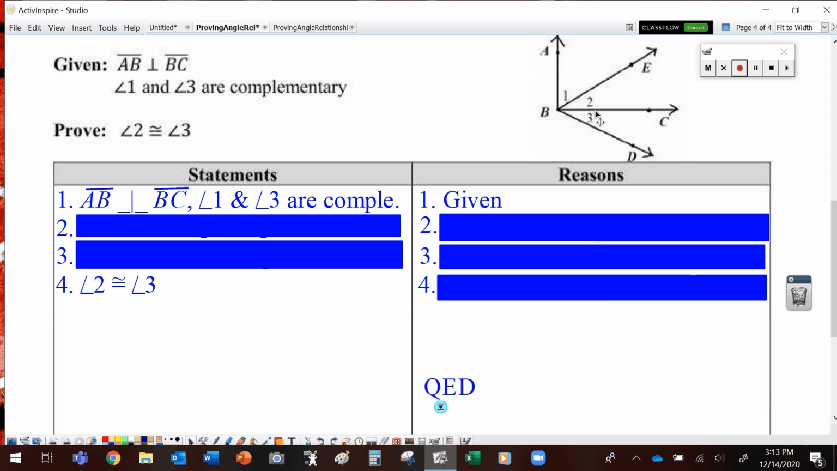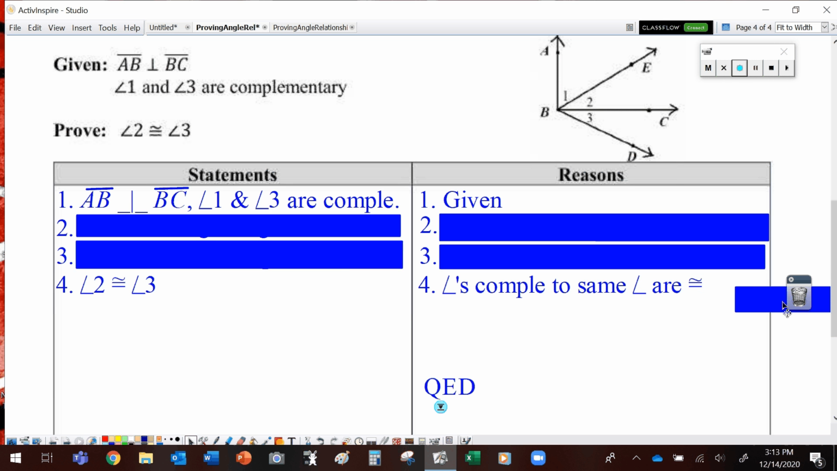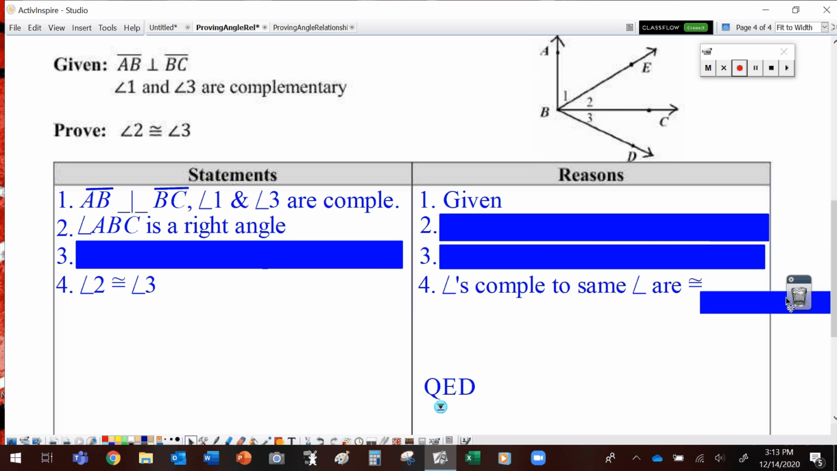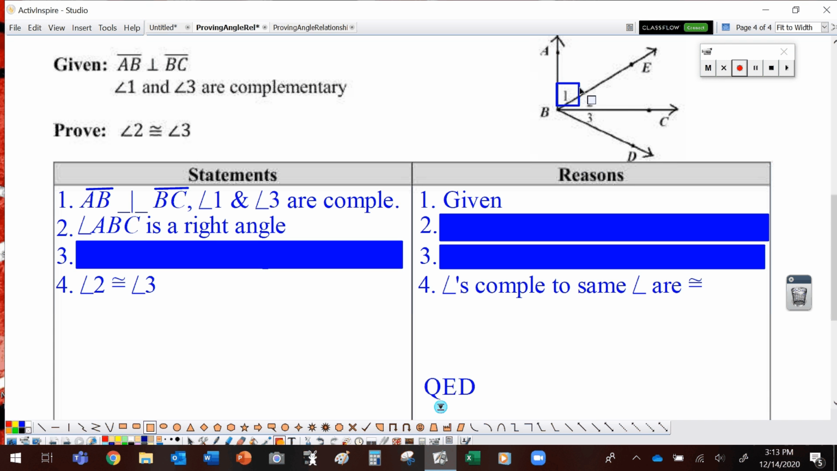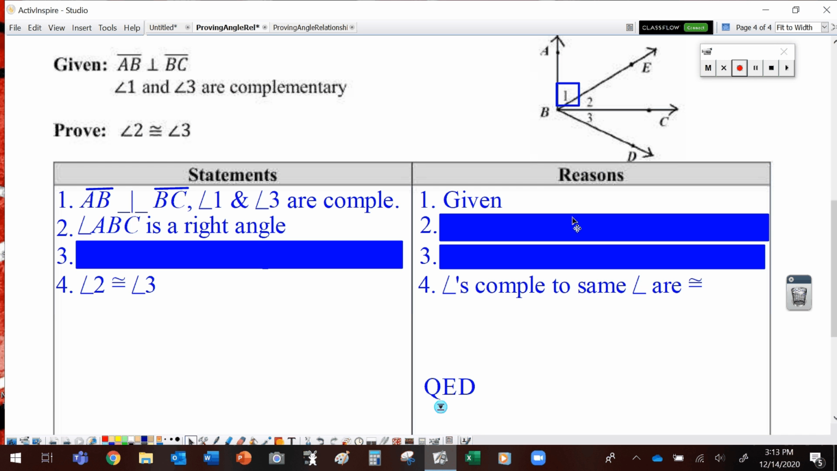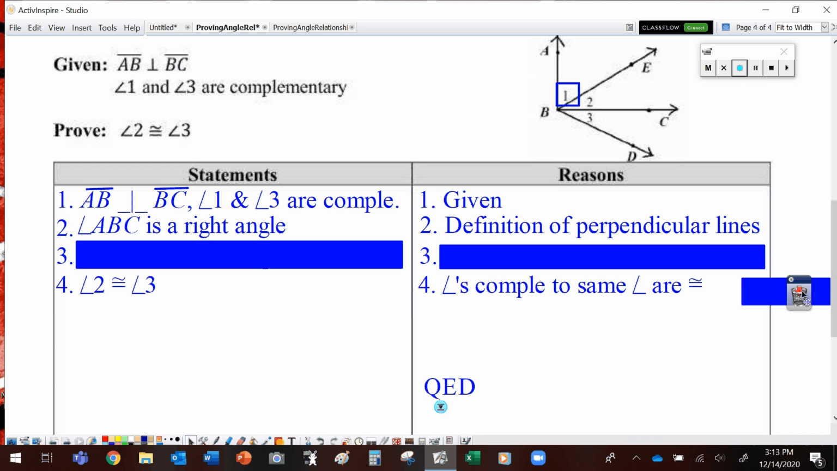Okay, so that's my strategy. Say that they're both complementary to angle 1, and then I can say that they're congruent to each other, saying that angles complementary to the same angle are congruent. So really, I've got my given. I know how I'm going to get to where I end up. I just need to get there in the middle. Well, by saying that these two lines are perpendicular, that means that angle ABC, right here, is a right angle. Okay? I have that it's a right angle because of the definition of perpendicular lines. Perpendicular lines form right angles.